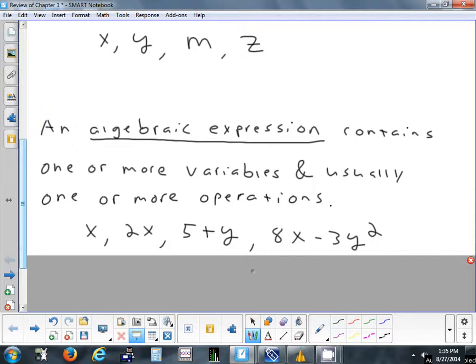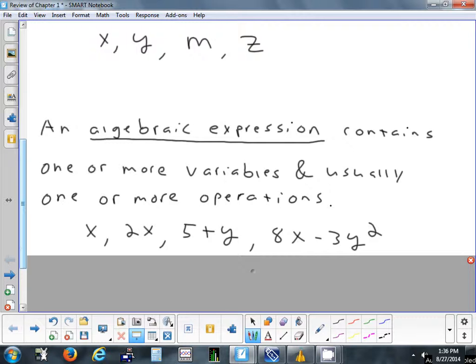X. The reason X is an expression is because it says right here it contains one or more variables. Is X at least one variable right there? Yeah, that's one variable. Sometimes we'll have more than one, but all we need is one for a very simple expression. 2x, that's also an expression. What does it mean when you put a number right next to a letter with nothing between the number and letter? What operation is that? Multiplication. 2 times x. Very good. That's an expression.